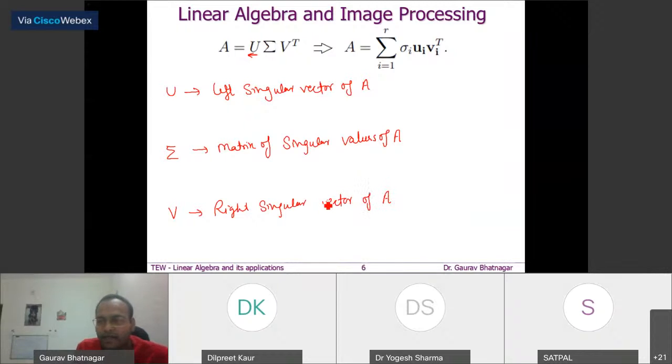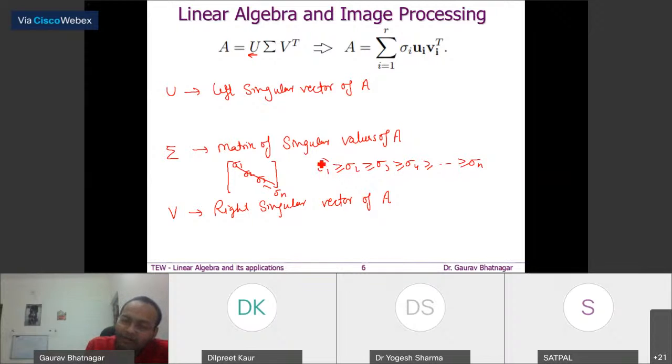Now let us see the composition of U, sigma, and V. Sigma is going to be a diagonal matrix where all the singular values of matrix A are listed on the leading diagonal in decreasing fashion. So if I say the first is sigma 1, then sigma 2, then sigma 3 up to sigma n, then all these sigmas follow a certain rule: sigma 1 is always greater than or equal to sigma 2, which is greater than or equal to sigma 3, which is greater than or equal to sigma 4, and so on up to sigma n.